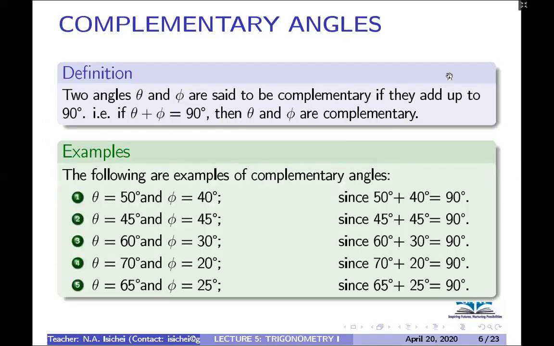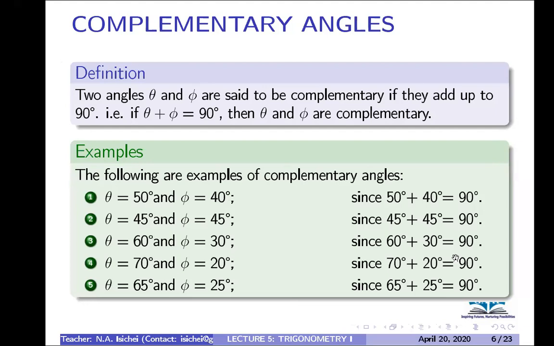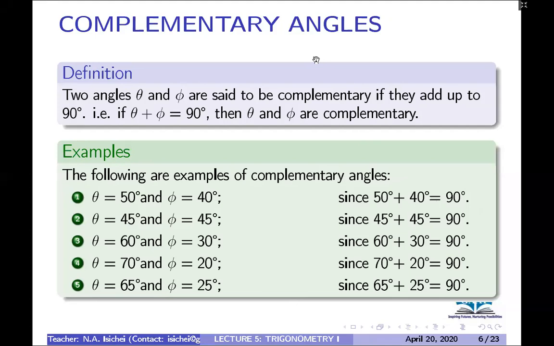Next, we're going to talk about the first subtopic in this lesson, complementary angles. What do we mean by complementary angles? Definition: two angles, theta and phi, are said to be complementary if they add up to 90 degrees. That is, if theta plus phi is equal to 90 degrees, then theta and phi are complementary.